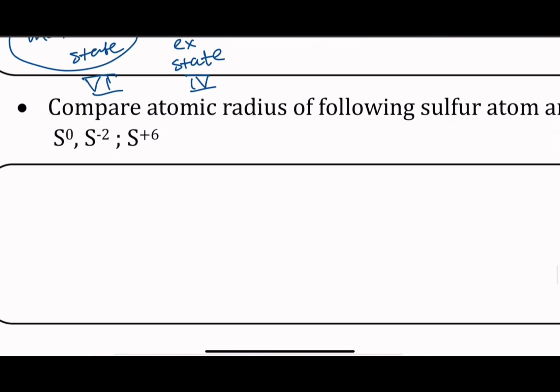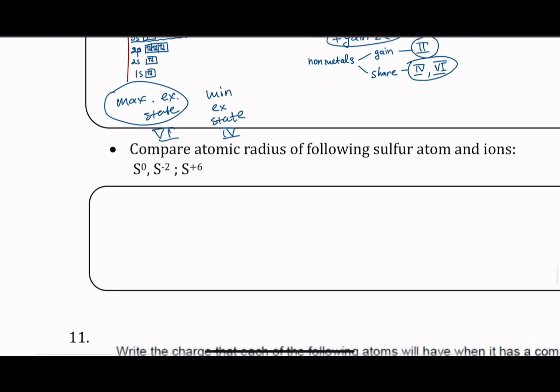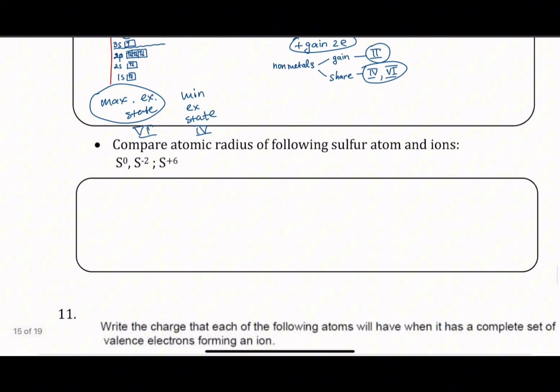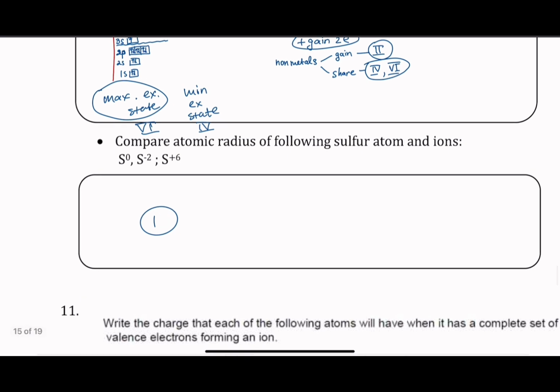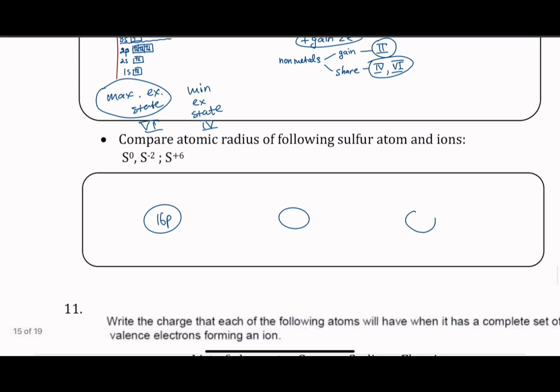Now it says compare the atomic radii of the following sulfur atom and ions. Now this is a good question again. I'm gonna write in the center. We have sulfur, 16 protons. We got 16 protons on all of them.